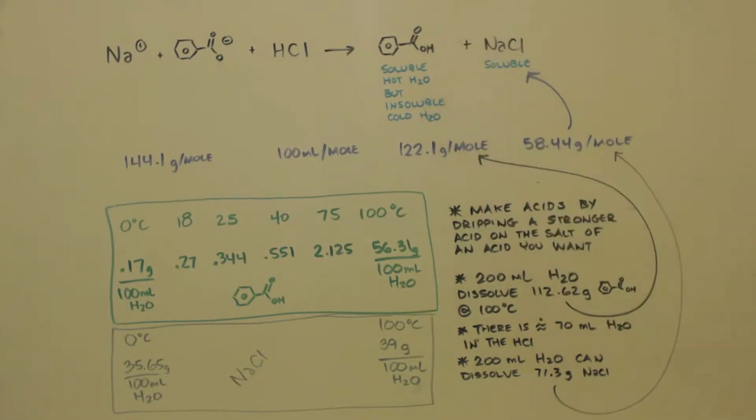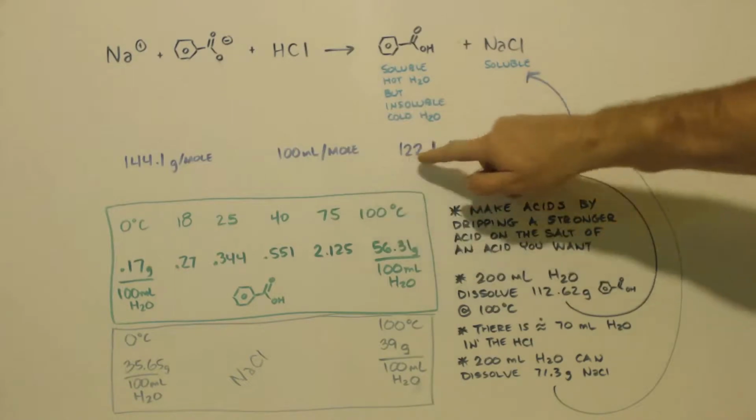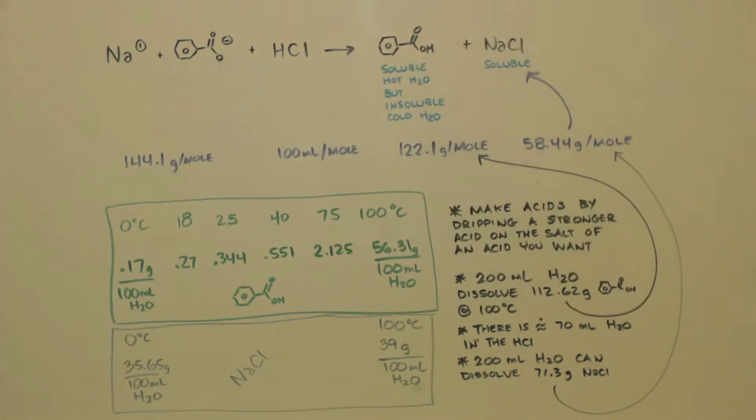A great thing about benzoic acid is you can actually use water to recrystallize it. I mean, it's great for it. It's real soluble in hot water, but almost insoluble in cold water. These are the molar masses. You can see that. And I went with molar masses because of the recrystallization. You probably get like a 90% yield.